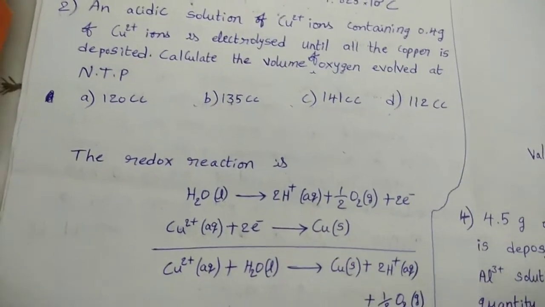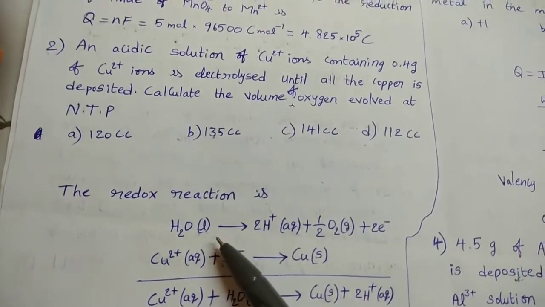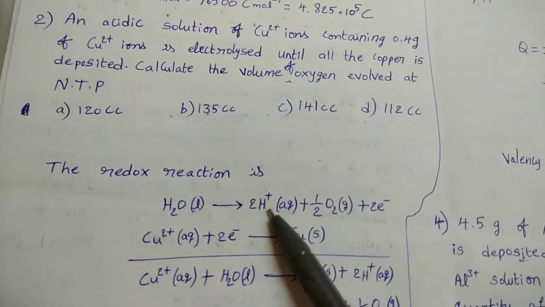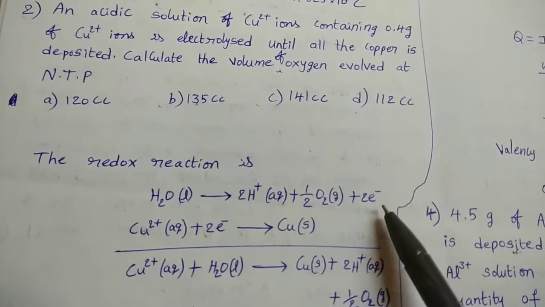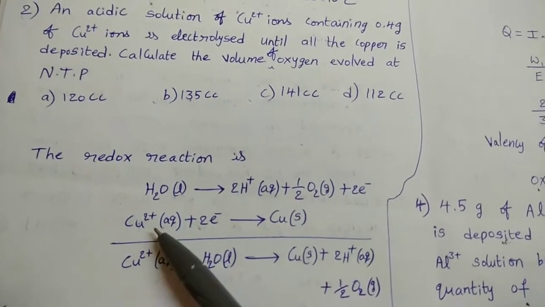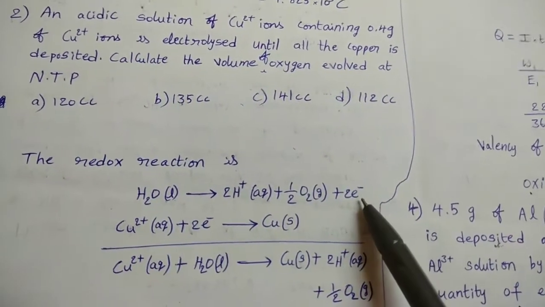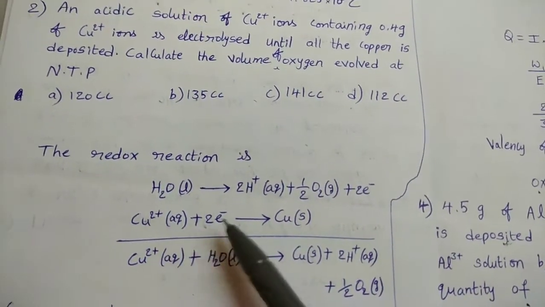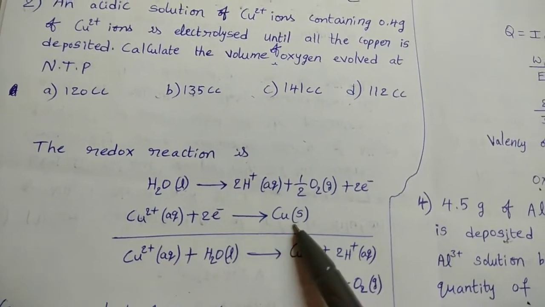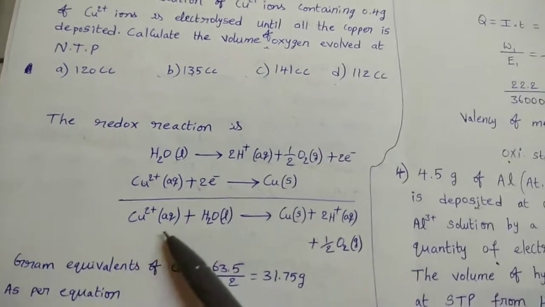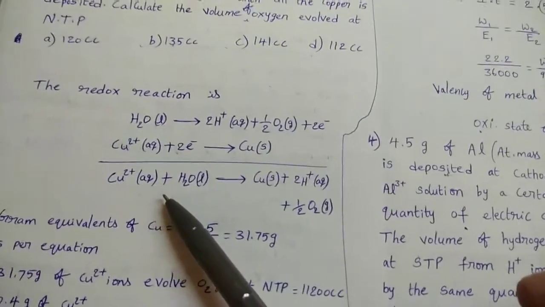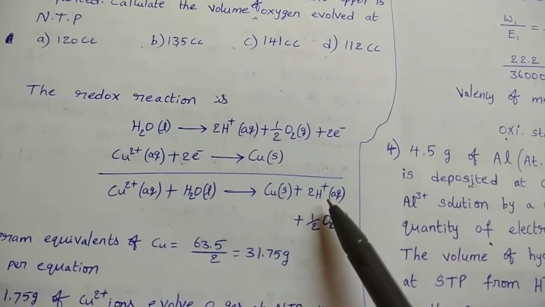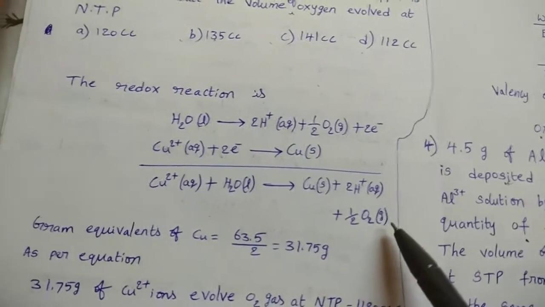For this redox reaction, it is this one. H2O undergoes ionization and forms H+ and oxygen gas and releases 2 electrons. Cu2+ ions absorb those 2 electrons. That means Cu2+ ions undergo reduction by accepting those 2 electrons into copper metal. So the overall reaction is this one: Cu2+ plus H2O gives rise to Cu plus 2H+ plus half O2 gas.